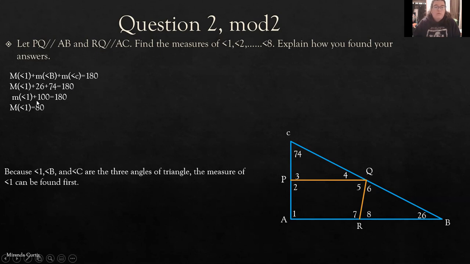Now, 26 plus 74 is 100, and you still have angle 1, which we're trying to find. So now we subtract: 180 minus 100 is 80. And 80 is going to give us angle 1.